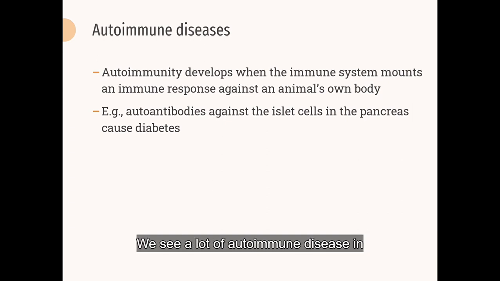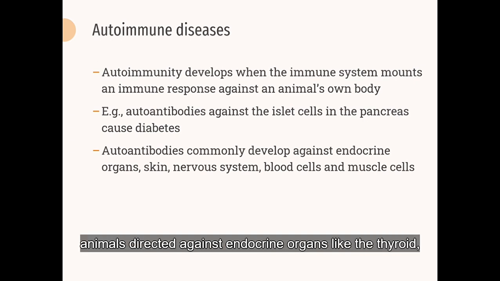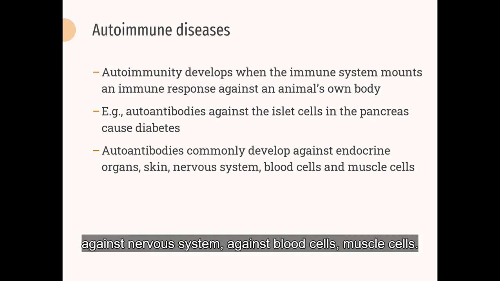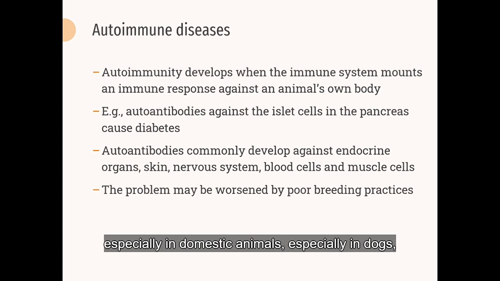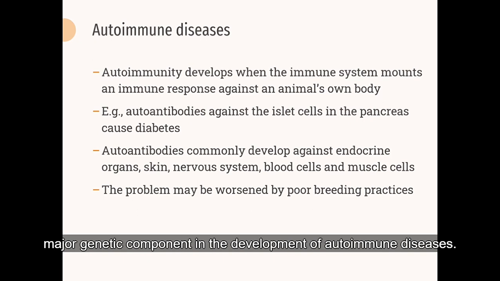We see a lot of autoimmune disease in animals directed against endocrine organs like the thyroid, directed against the skin, against nervous system, against blood cells, muscle cells. And one of the problems we encounter here is the fact that especially in domestic animals, especially in dogs, too much inbreeding can enhance this problem because there is a major genetic component in the development of autoimmune diseases.